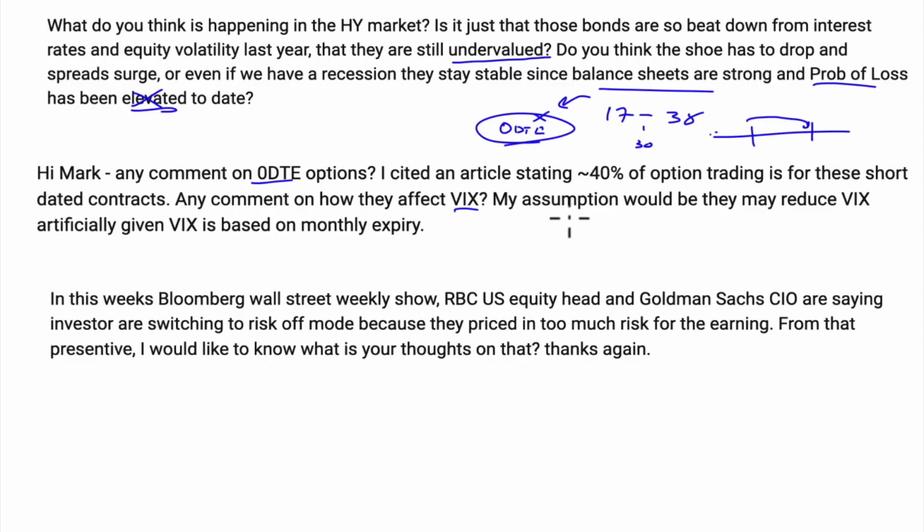My assumption would be that they may reduce VIX artificially, given VIX is based on monthly expiration. No, VIX for today is an assessment of what volatility is going to be over the next 30 days. And the options must be, I believe it's 17 to 38, at least 17 days to expiration, but no more than 38 days to expiration. And they use that range. So they don't even get into the VIX.